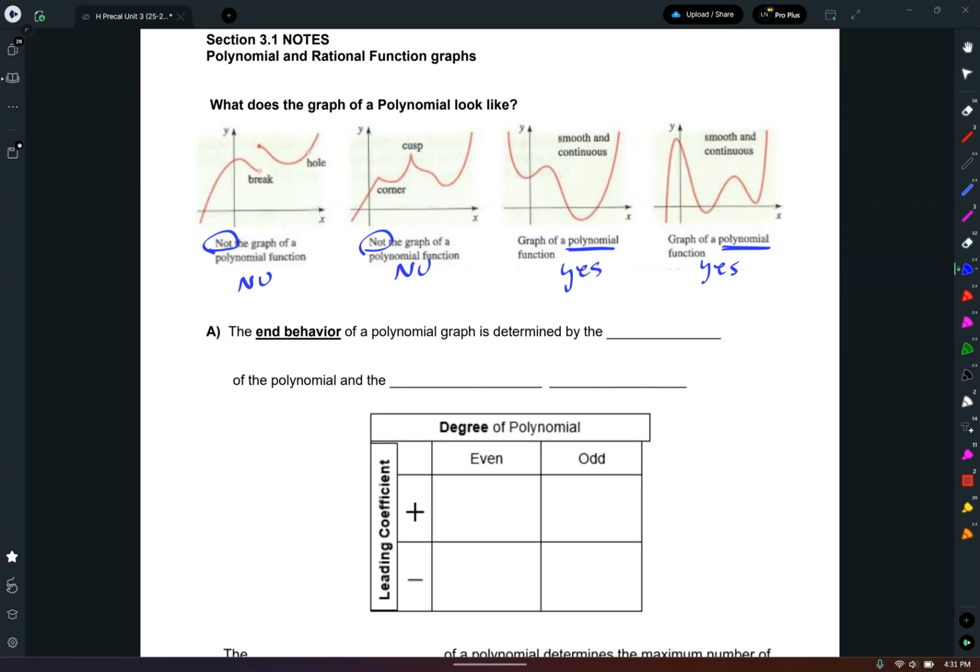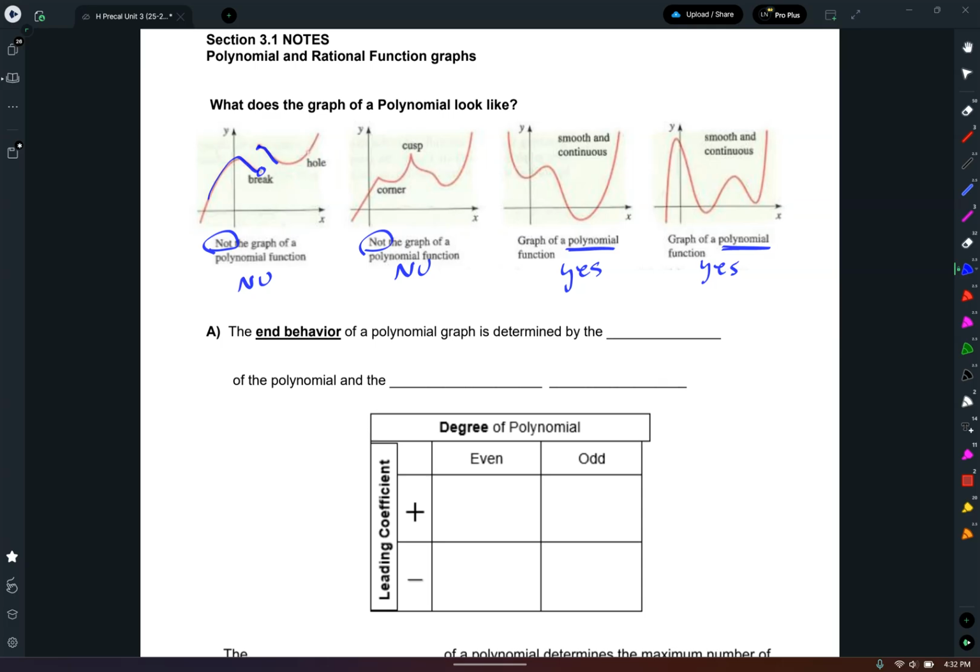Well, the reason the first one is not a polynomial is because it's not continuous. You'll notice there's a break in the graph. You have a smooth curve, and then it stops, and then there's a break in the graph before it picks up again up here. So you can't have any breaks in the graph in order to be a polynomial.